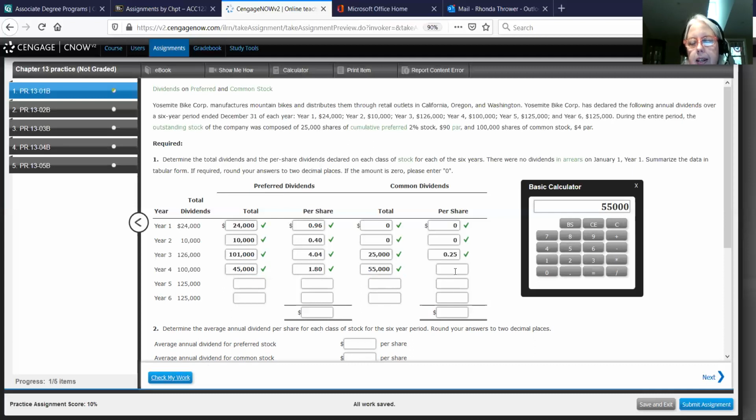And to find the dividends per share on the common stockholders, we're going to take that $55,000 in dividends that we paid to our common stockholders, and we're going to divide it by 100,000 shares of our common stock. So 55 cents is our dividends per share that we pay to our common stockholders.